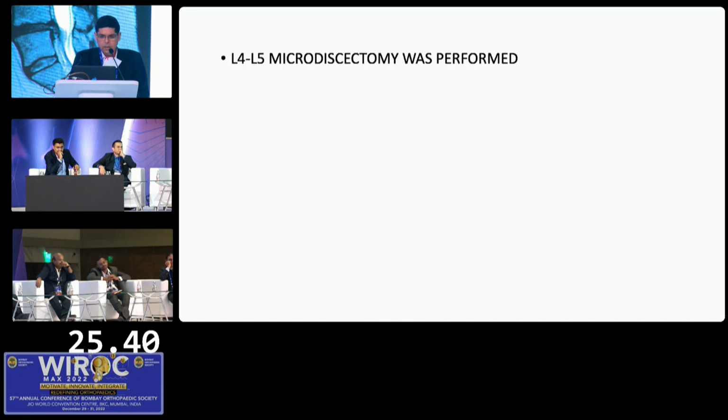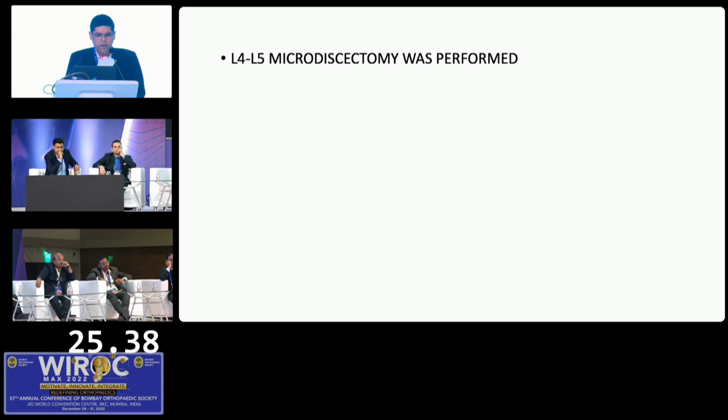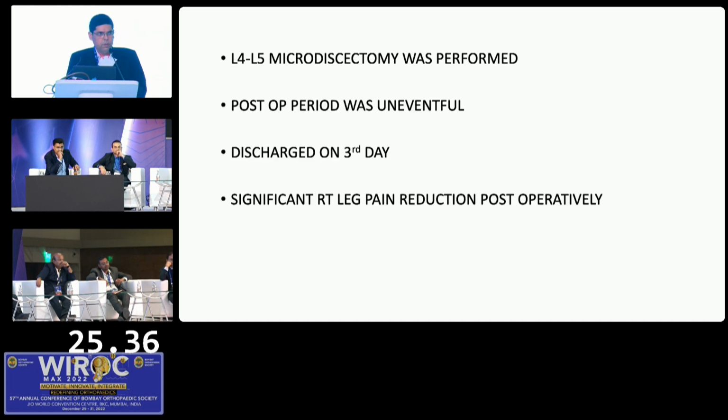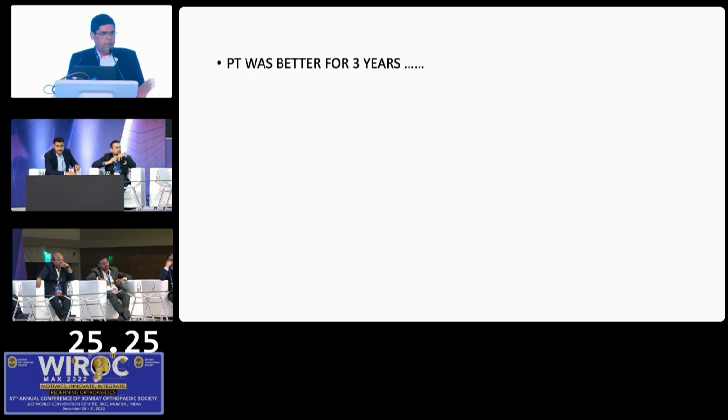Okay. So that's what was done. L4-5 microdiscectomy. There was no instability on the X-ray, so only a microdiscectomy was done. Post-op period was uneventful. She was discharged on the third day, with significant reduction in the right leg pain. So the patient was better for 3 years.